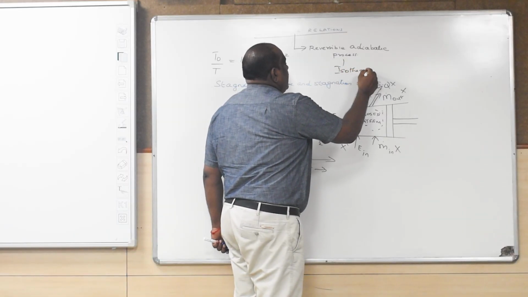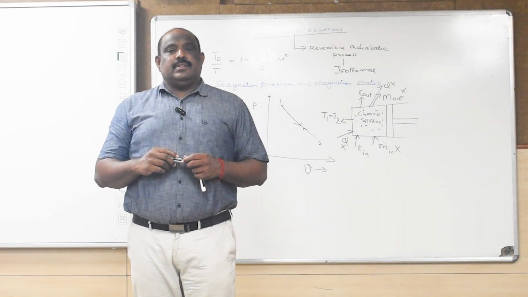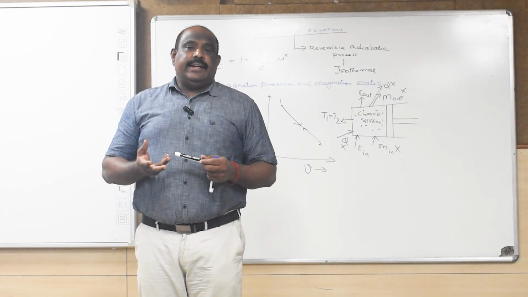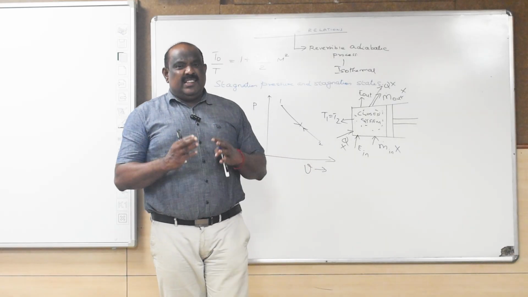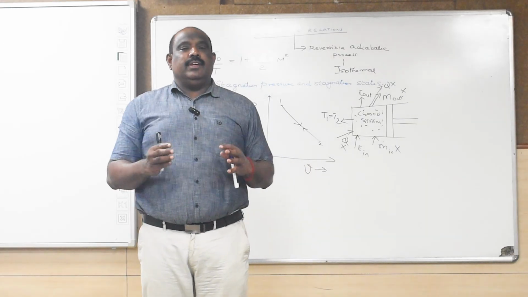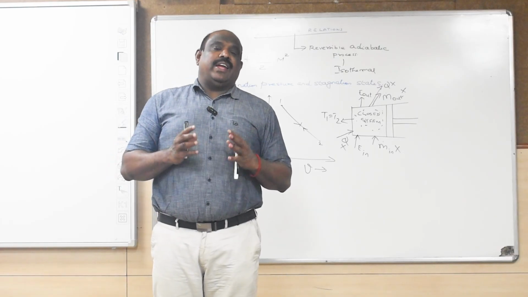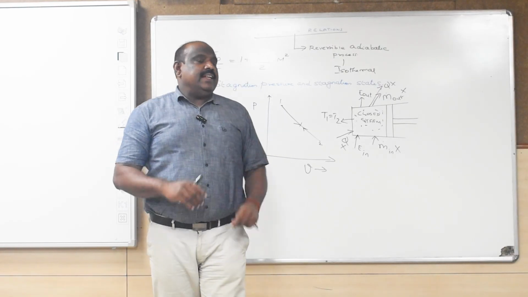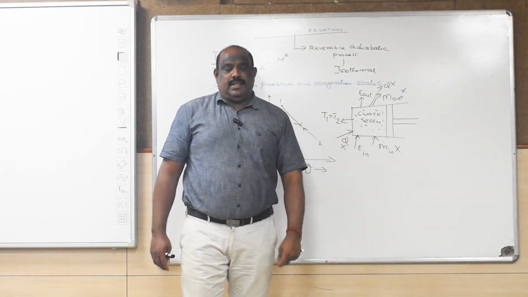Then I ask my students whether we can call the adiabatic process an isothermal process. What is my isentropic process? Temperature remains constant, which means what? T1 equal to T2. Then they will think a little, and some of them will say no, it can't be. Some of them still say it's okay. But the reason is, in an adiabatic process, the temperature need not be constant.